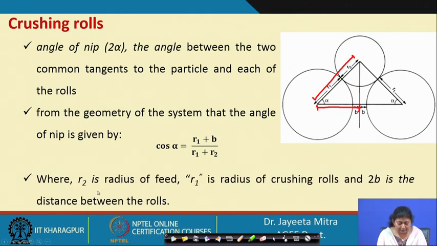We have already mentioned that r2 is the radius of feed, that is, any feed that we are giving in the crushing roll, from which finally the product will come out. So, r2 is the radius of feed, r1 is the radius of the crushing roll, and 2b is the distance between these two rolls.